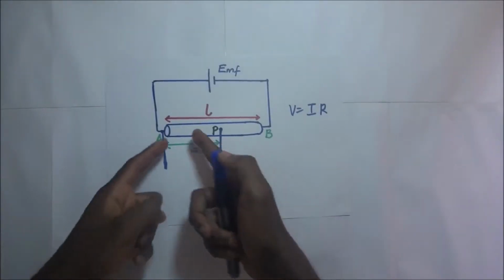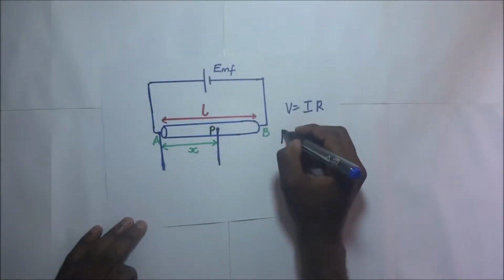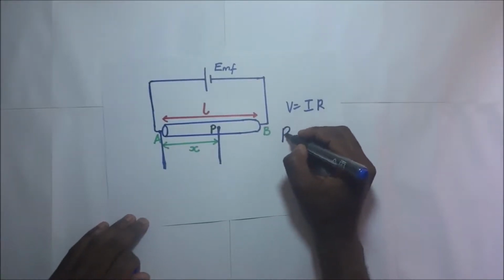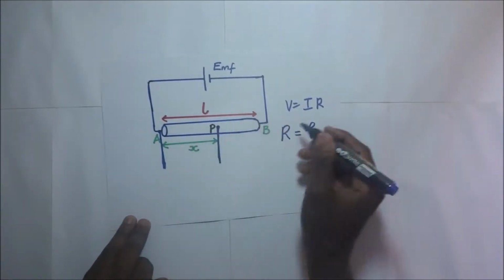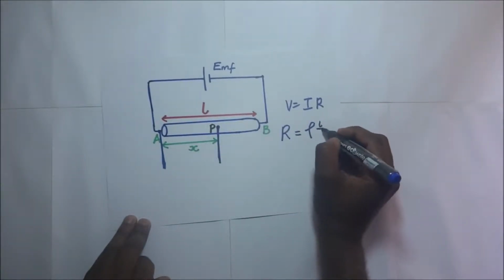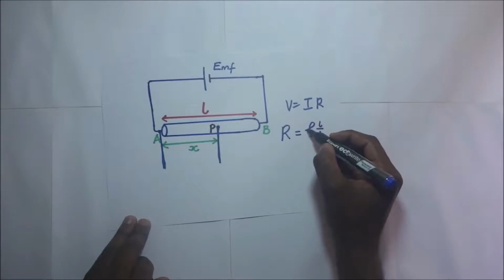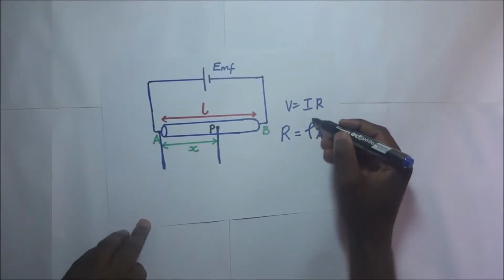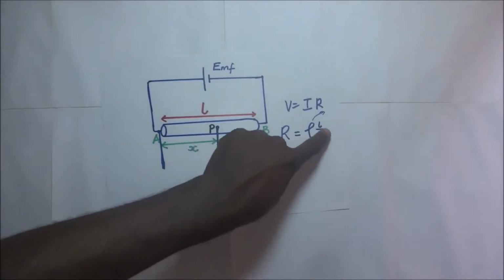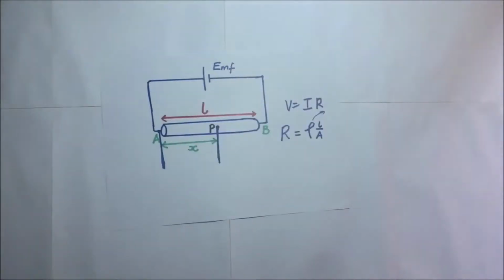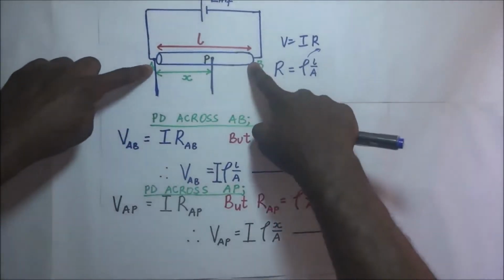Now, speaking of the resistance of this slide wire, we are going to use our formula for resistivity. We all know that resistance can be expressed as the resistivity of the wire times the length of the wire over the cross-sectional area. A is the cross-sectional area, L is the length of the wire, and rho is the resistivity of the wire. If we use this to substitute, this is how things will turn out for the potential difference across wire AB.